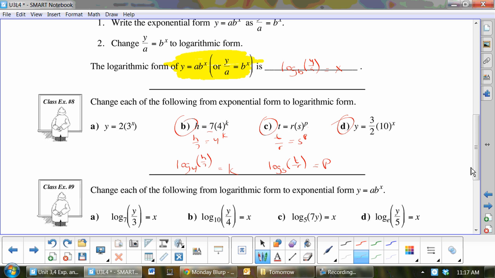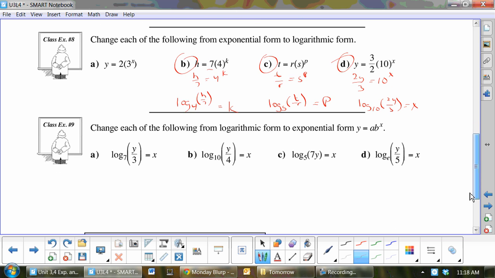Okay. d. So, good one for you, Alex. What should I do here? Okay, what would it be if I brought it to the y side? Good. So you got 2y over 3 equals 10 over x. Okay, finish it off, log form. Good.